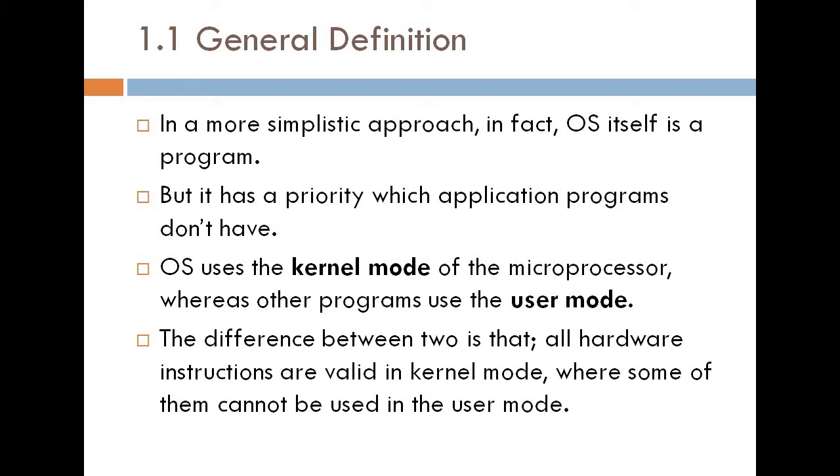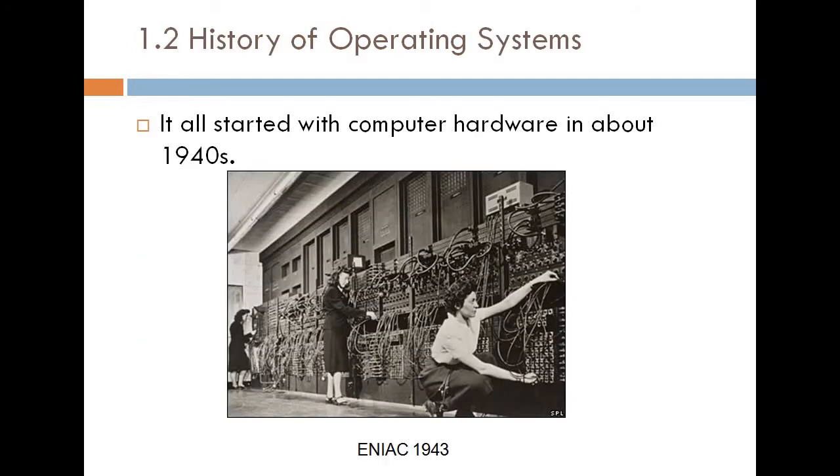The difference between the two is that all hardware instructions are valid in kernel mode. So when we deal with the hardware, it is valid in kernel mode, whereas some of them cannot be used in user mode. In user mode, we cannot run hardware instructions directly. So this is an important concept.